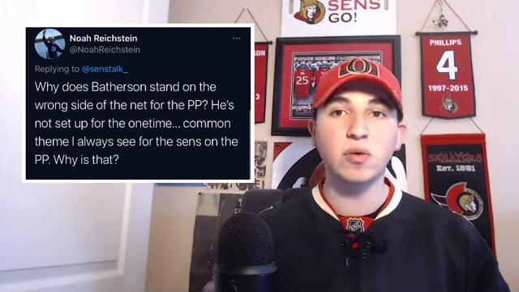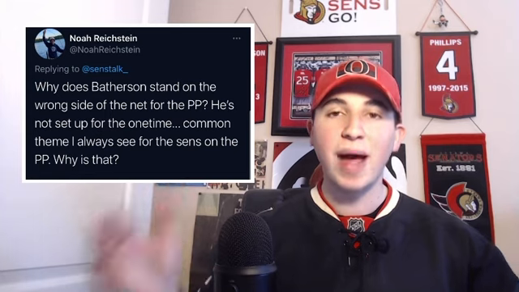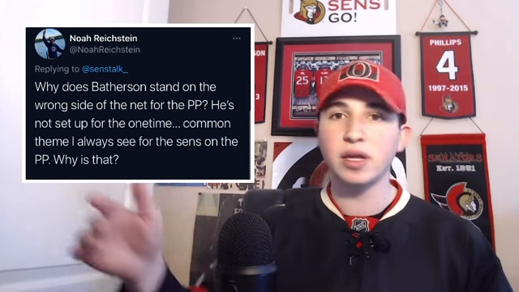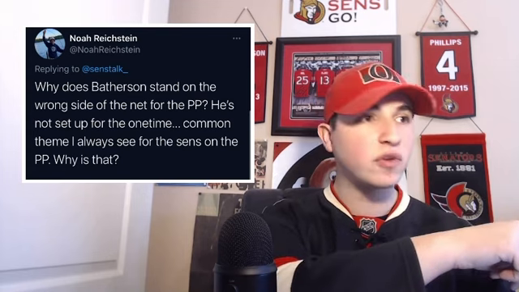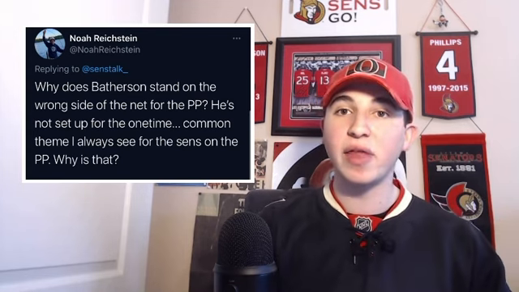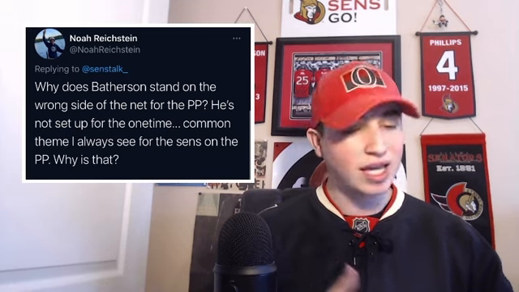But what the Senators want to do is have Batherson and Stützle on these sides so they can utilize their passing abilities. If you have Stützle here, sure, you can open up for a one-timer, but if you have him over here, on his proper side of the ice, he can really get a nicer pass going to Batherson, who can rip it. So it is an interesting strategy.